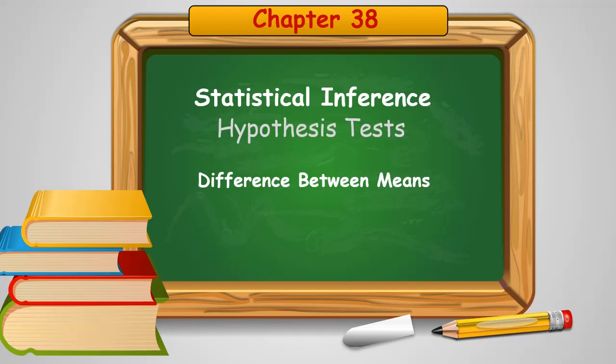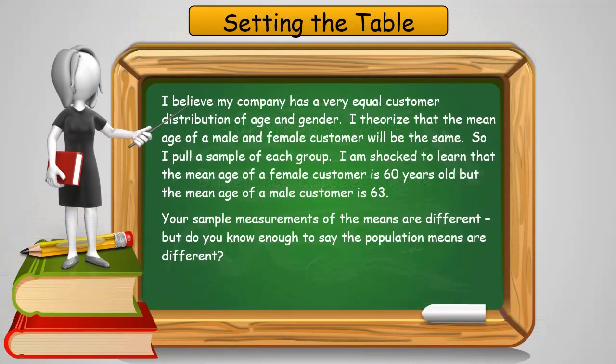This topic is a little more complex than the simple mean, and it's going to be the difference between means. Let's use this as an example. I'm looking at the average age of my customers across gender, and I theorize that they are the same. But when I pull samples, I see they're different. The average female customer's age is 60, the average male's age is 63.